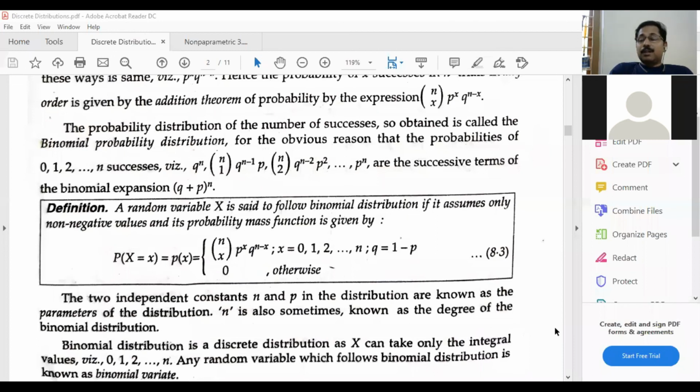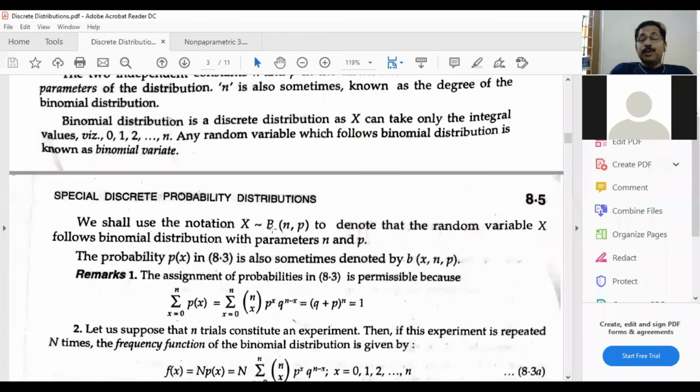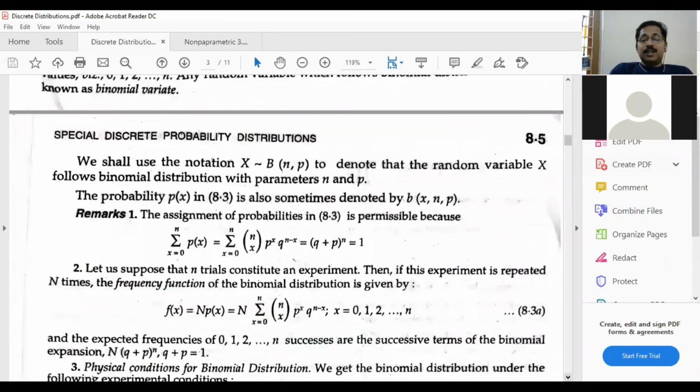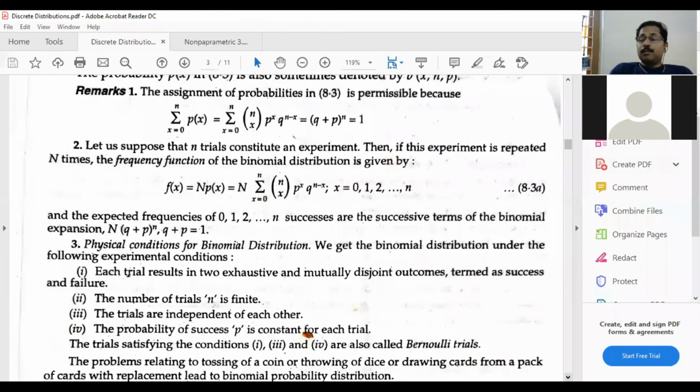Next, as usual, we have to find its moments. This is usually denoted by x follows B(n, p). That means x follows the binomial distribution with parameters n and p. You may find its mean, variance, moments, and moment generating function. These are exercises for you. In the next class we will discuss some of its properties and problems involving this distribution.